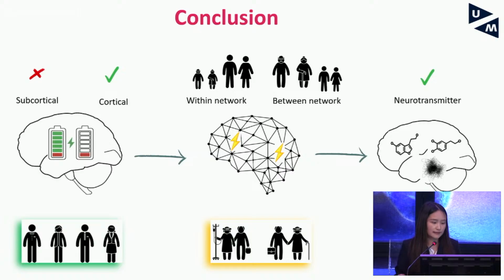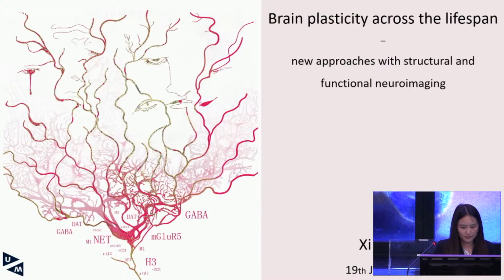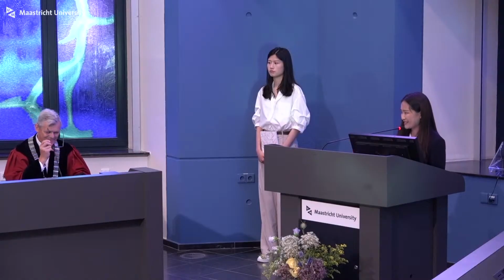old participants spend less time and lower occurrence in the within network connection state, but they spend more time and higher occurrence in the between network connection state. And for the psychosis group, we found that the neurotransmitters are significantly associated with structure change in the psychosis risk and transition group. That's all my presentation. Thanks for your attention. Now I would like to give the word back to the director.